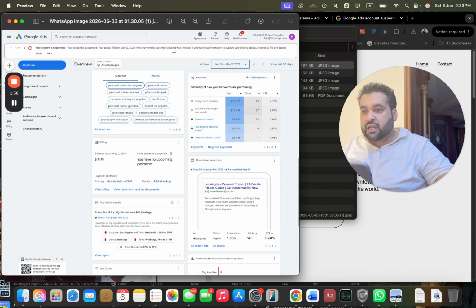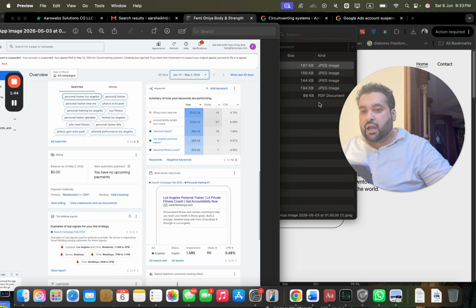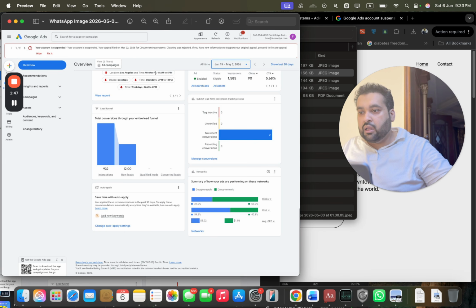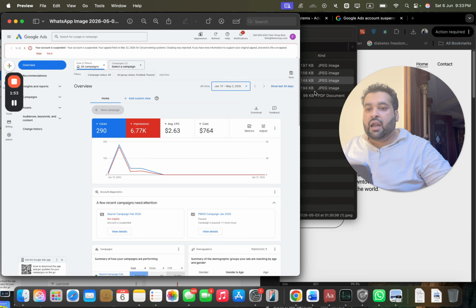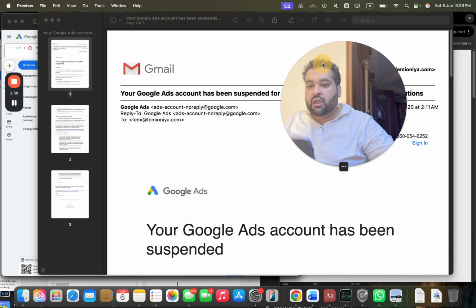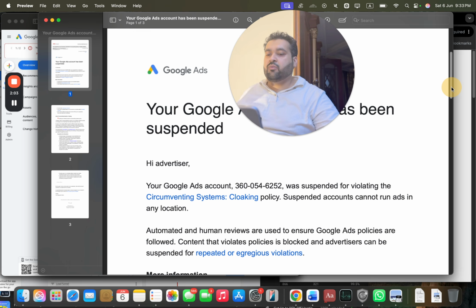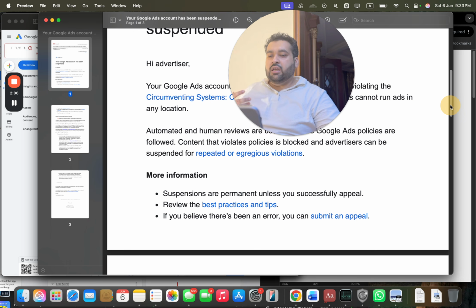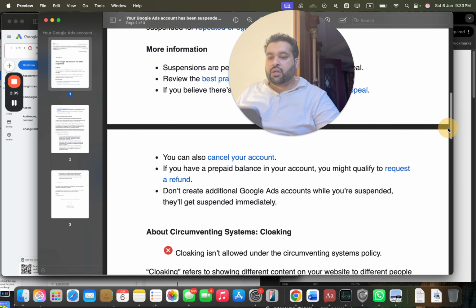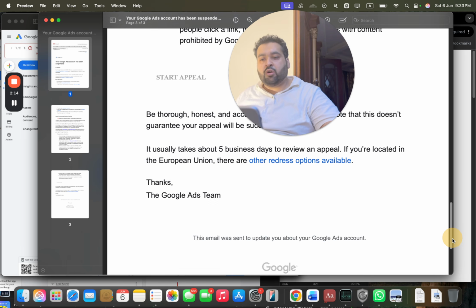Okay, so this is the account suspension which we got, and you can see over here that the account was suspended for circumventing system, and the cloaking error was there. Another thing you can see is that the account is suspended, although they filed the appeal, but it was rejected. This was the communication with the Google Ads team, where they said that your account was suspended for violating the circumventing system cloaking policy. See over here, repeated or egregious violation. So cloaking isn't allowed in the circumventing system, but other reasons can be there as well.